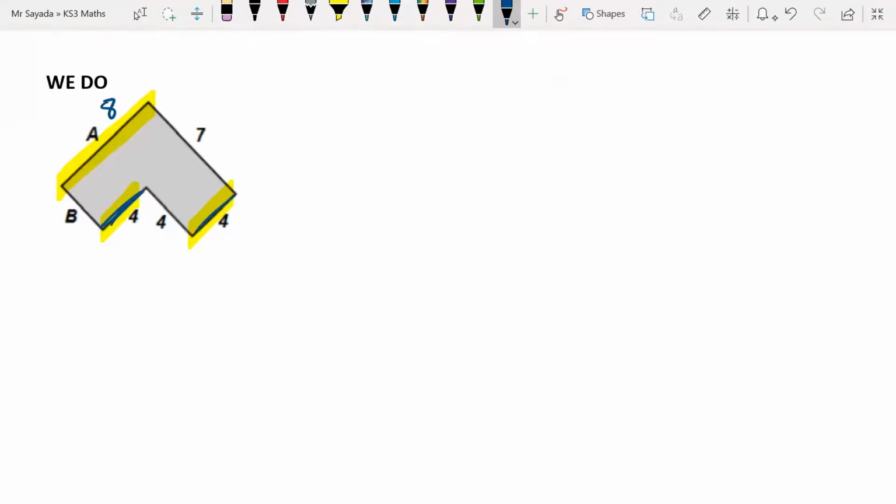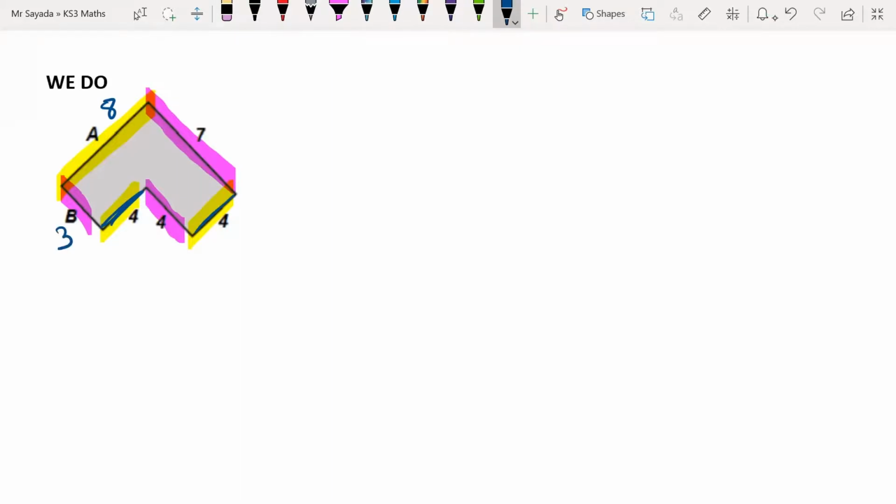Next, let's do B. We'll do that in pink. So this whole side is 7, this part is 4. So what's B going to be? Say your answer to the video. You should have said that B will be 3, because 3 plus 4 makes 7.